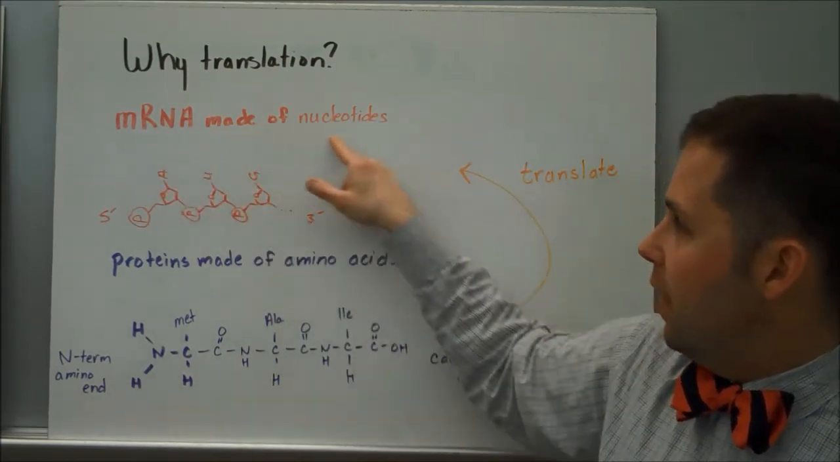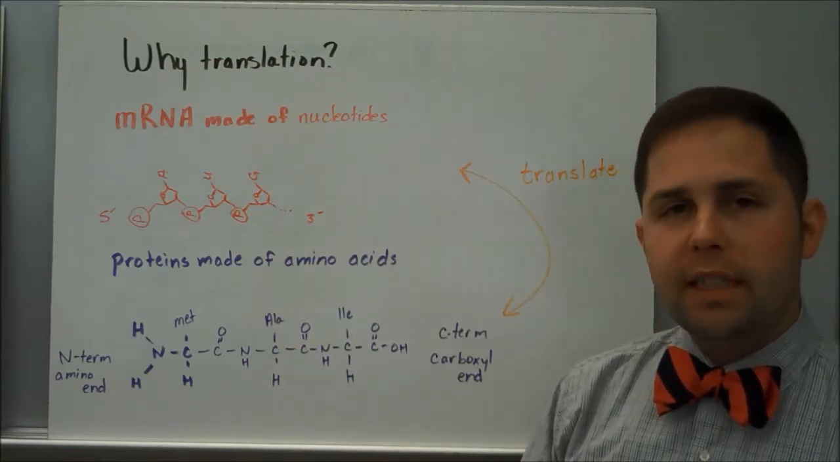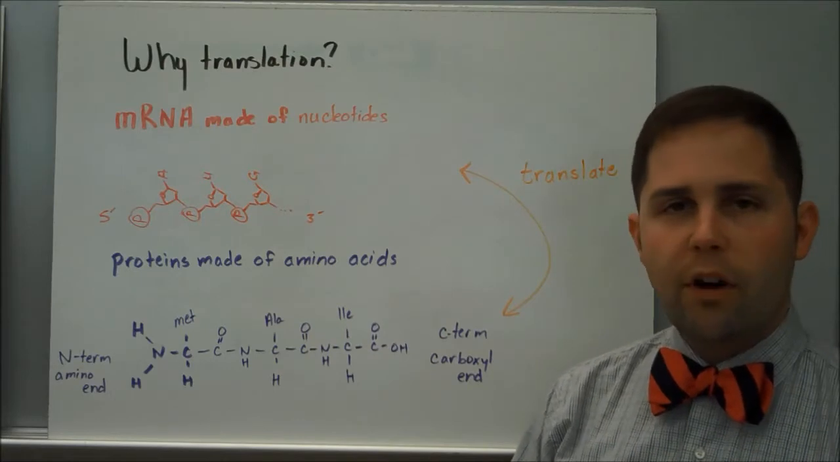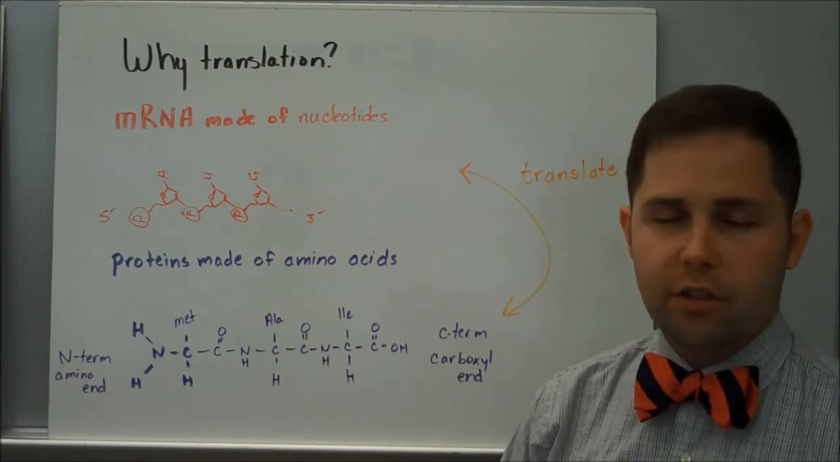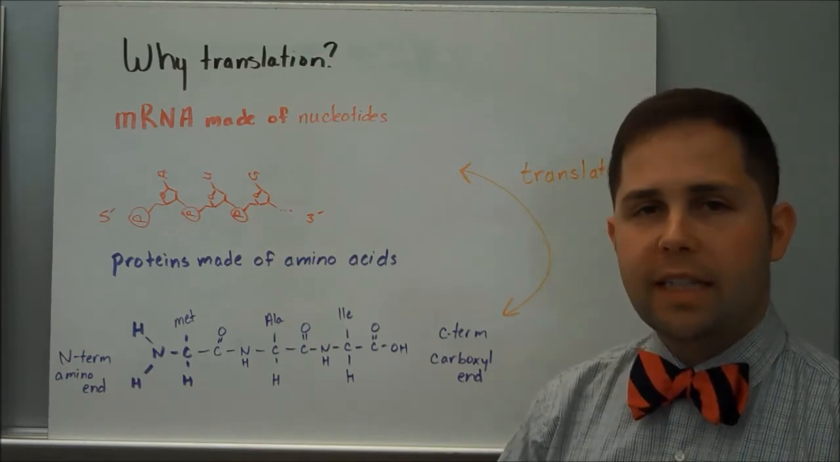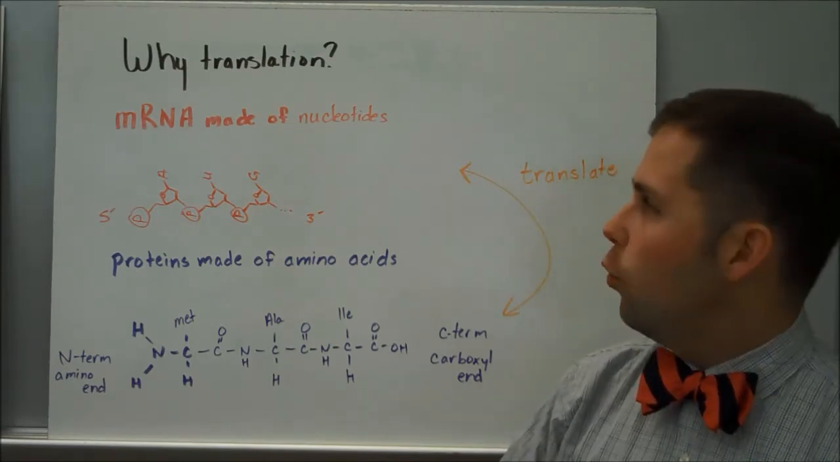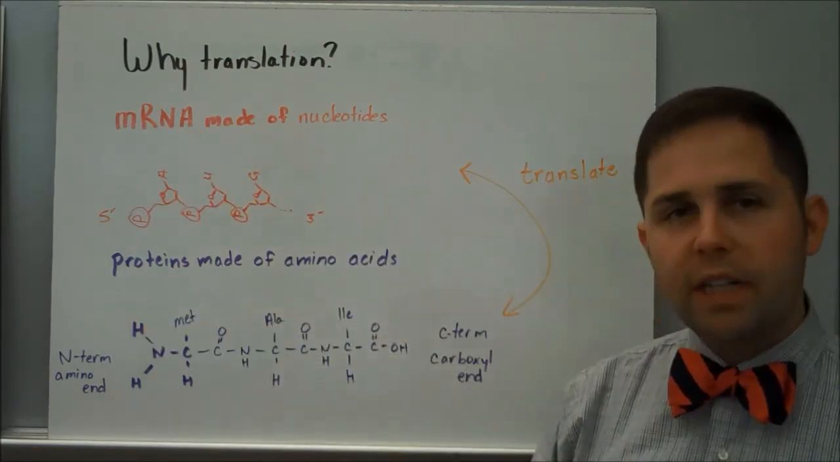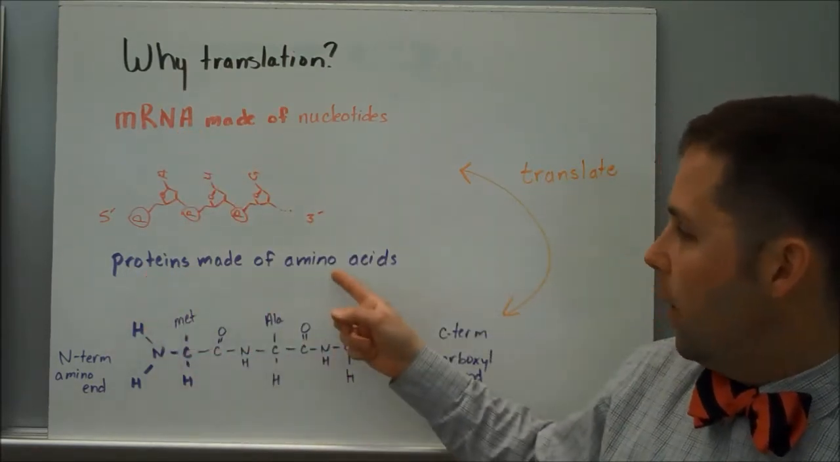So mRNA is made of nucleotides, but proteins, on the other hand, are made of amino acids. So the processes that we've already learned for copying nucleotide structures, that we learned in both DNA replication and DNA transcription, no longer work when we're talking about changing mRNA into proteins. And the reason is that proteins are made of amino acids.